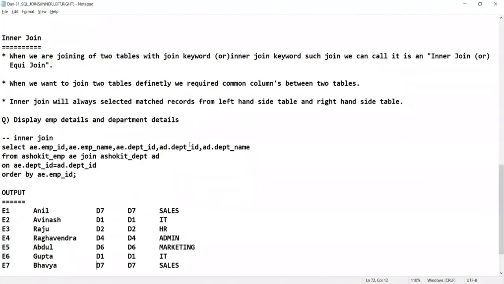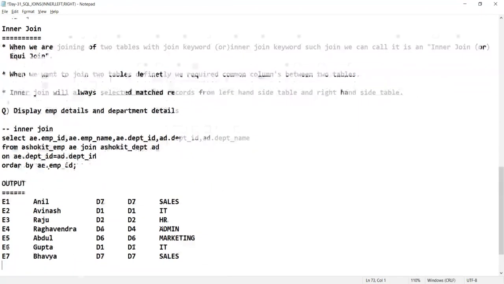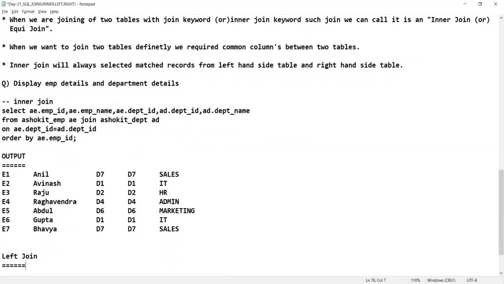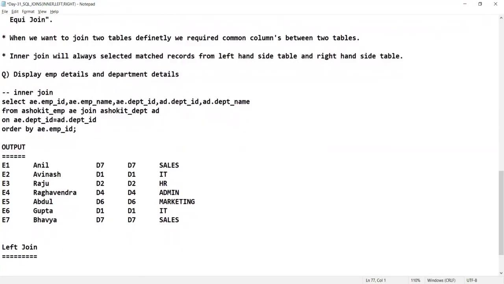Clear. That's all, sir. This is all about the inner join, sir. Okay. So let us talk about another type of join in SQL, that is the left join, sir. Okay. So what do you mean by left join, sir? As we discussed in the yesterday session. So left join. What do you mean by left join?